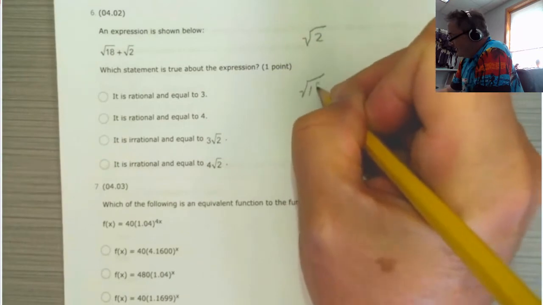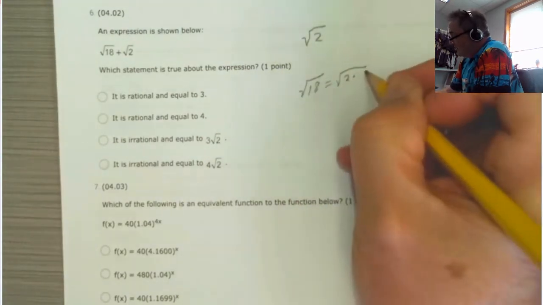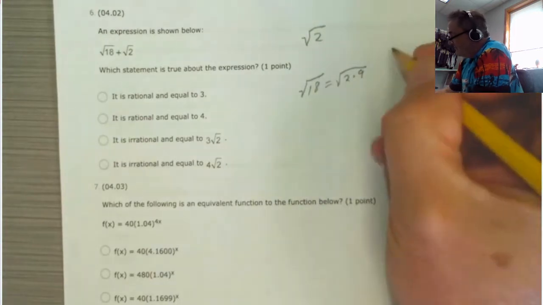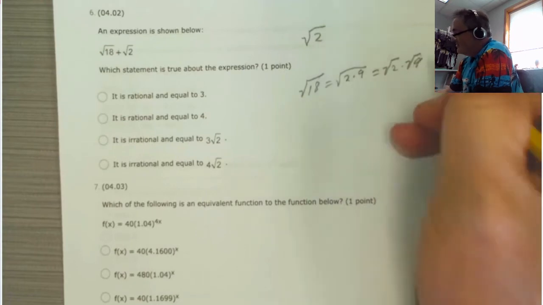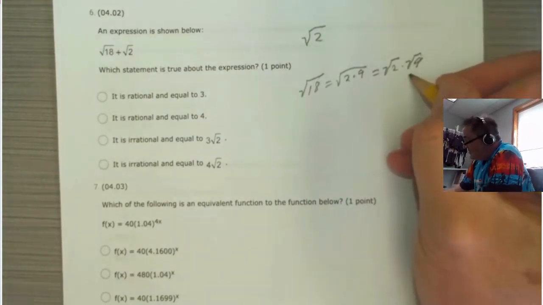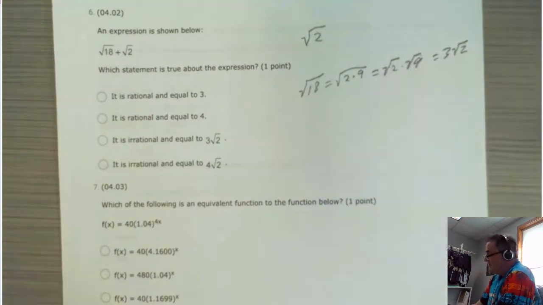So the square root of 18 is the same thing as the square root of 2 times 9. 2 times 9 is 18, which is the same as the square root of 2 times the square root of 9, just like we did in the last problem. What's the square root of 9? What multiplied by itself is 9? So that's 3. So 3 square roots of 2.